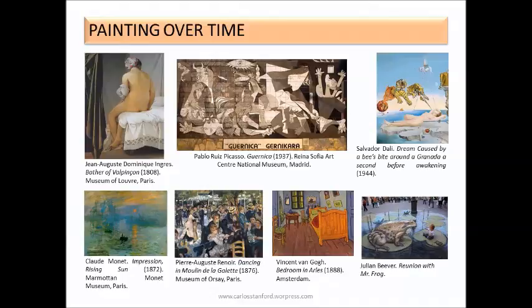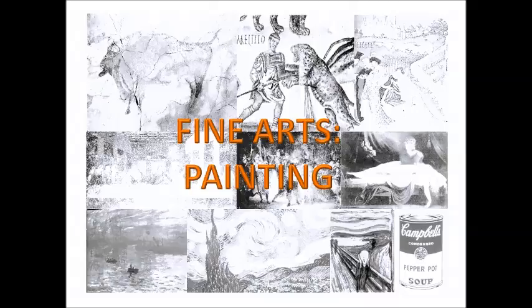Masterpiece of Cubism, Guernica, was painted in 1937 by Pablo Ruiz Picasso, who reflects in this work the effects caused by civil war in Spain, and of course is located in Reina Sofia Art Center National Museum in Madrid. A symbol of surrealism is Dream Caused by the Flight of a Bee Around a Pomegranate a Second Before Awakening, in 1944 by Salvador Dalí. And jumping to the 21st century, a master of anamorphism, Julian Beever, Reunion with Mr. Frog. As you're watching it, these works generate effects of optical illusions, believing that it's real. With that slide, I finished this first part of the presentation about painting.